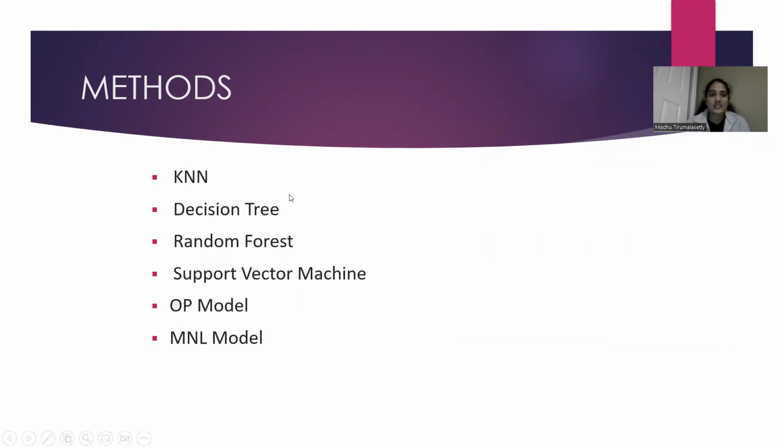The second one is the decision tree. This decision tree will be in the form of a flowchart-like structure. Then random forest: the random forest will be like tree-like structures. And SVM: the SVM maps the input vector X into a high dimensional feature space.